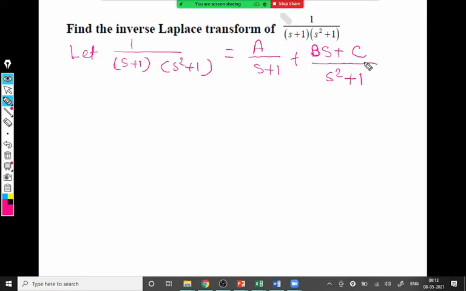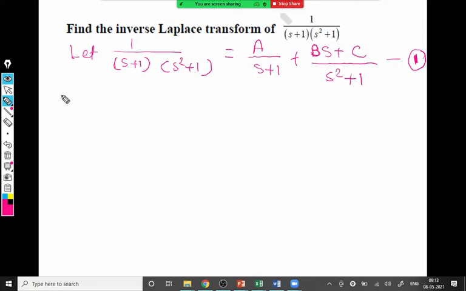I will call this equation 1, which we mainly use to get the values of A, B, C. I will tell you one thing: we get the answer already here. The inverse Laplace of A upon (s plus 1) will be A into e raised to minus t, plus B into s upon (s square plus 1), which is cos t, plus C into 1 upon (s square plus 1), which is sin t. So we already got the answer, but the values of A, B, C are important.